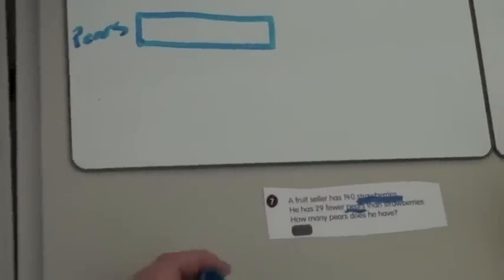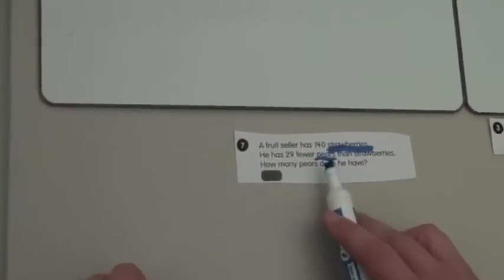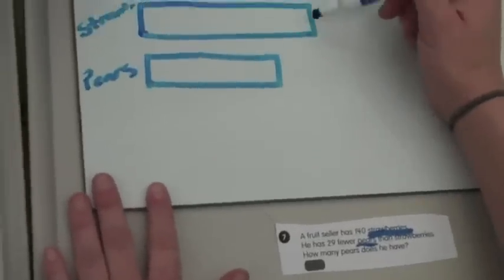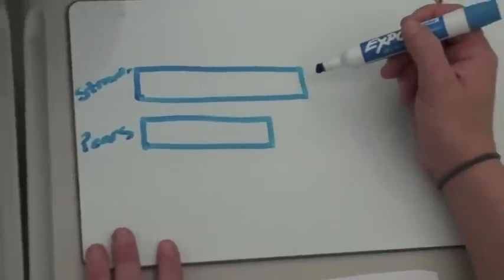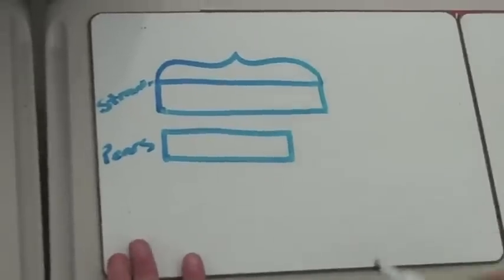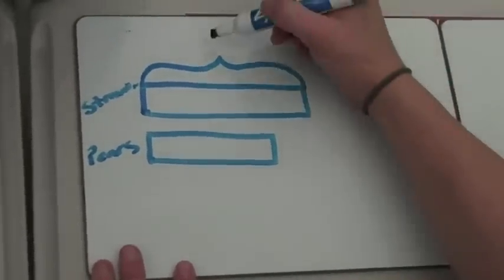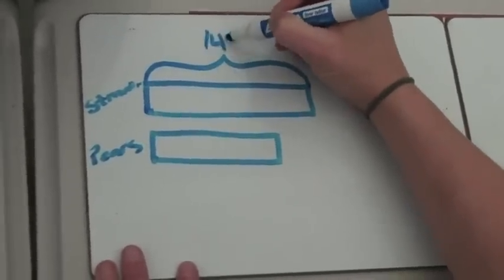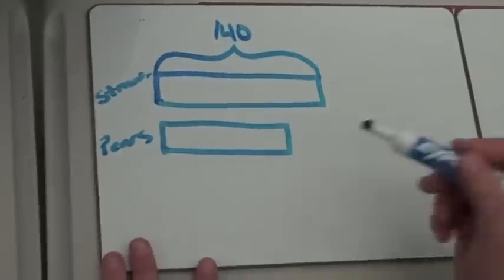So now I'm going to reread it one more time. Make sure that when you're reading a word problem with your students, you read it multiple times. You're not going to understand what to do after the first time you read it. So it says a fruit seller has 140 strawberries. So I already said that this bar represents how many strawberries I have. So I can tell you right now from the word story, it tells me the fruit seller has 140 strawberries. So this bar represents 140.